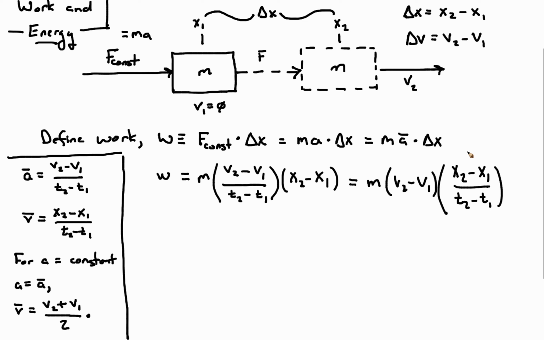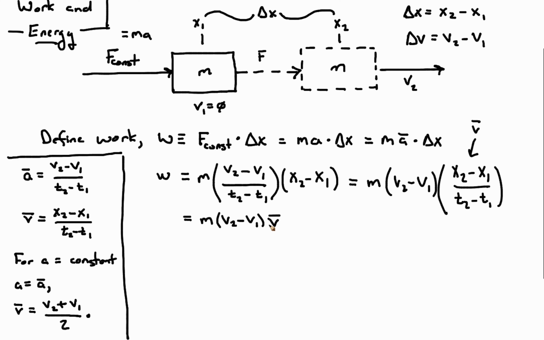So now if you'll notice, this thing here is just the average velocity. It's x2 minus x1 divided by t2 minus t1. That's the average velocity. So once again, we can rewrite things. We can say that the work is going to be the mass times velocity 2 minus velocity 1 times the average velocity.